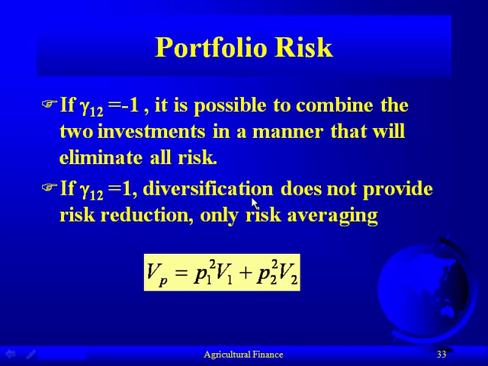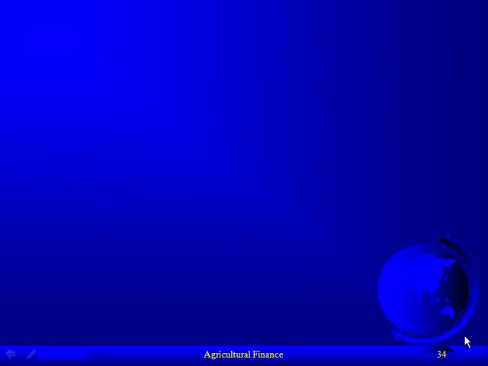If it's perfectly correlated, if they move exactly together, where the correlation is 1, then diversification doesn't provide any risk reduction. It's only risk averaging, because that correlation component just drops out.